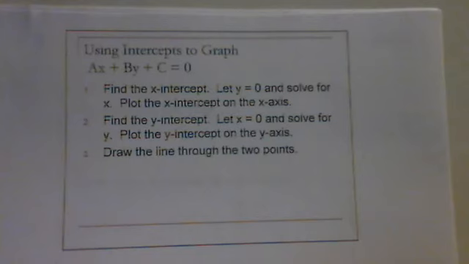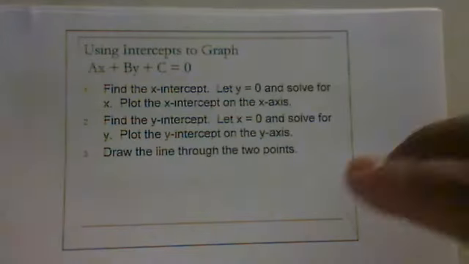Step 1, you want to find the x-intercept by letting y equal 0 and solving for x. And you'll plot the x-intercept on the x-axis. Step 2 is finding the y-intercept by letting x equal 0 and solving for y. And then you're going to plot the y-intercept on the y-axis. The final step will be to connect those 2 intercepts and draw the line. It only takes 2 points to draw the line of any linear equation.